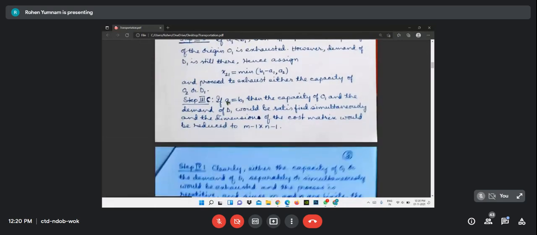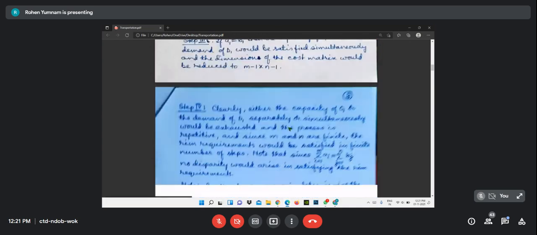And step 3, if they are equal, then what will we do? In that case, we consider this a tie break. And as in previous cases, I told you, you have to break the tie arbitrarily. If they are equal, then the capacity of O1 and the demand of D1 would be satisfied simultaneously, and the dimension of the cost matrix would be reduced by 2, that is, m minus 1 and n minus 1.